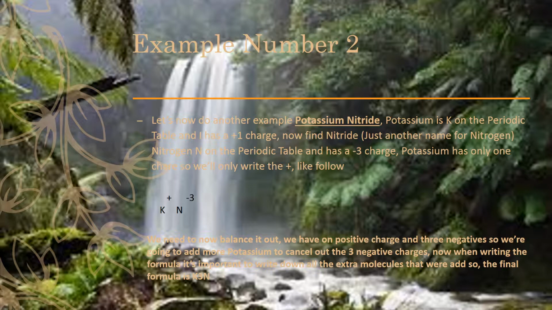And same thing as the other one, +1 plus -3 is going to give us -2. And we're still going to be negative, but we want to be 0. So what we're going to have to do is add 2 other potassium atoms to make it equal. So it's going to be K3N.